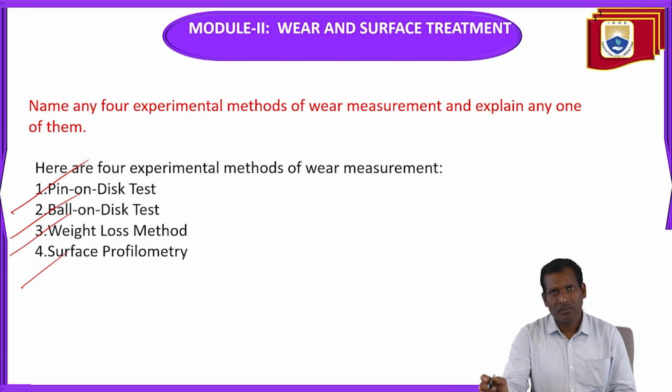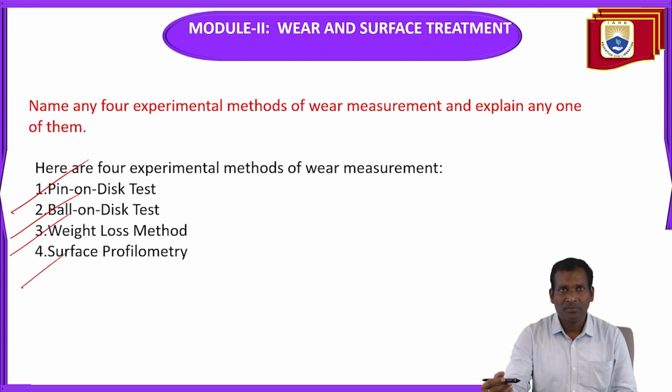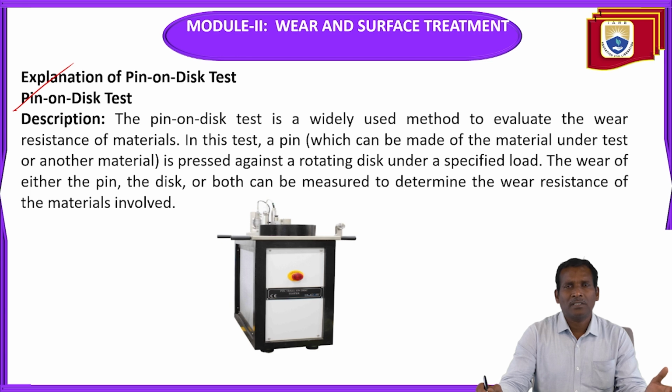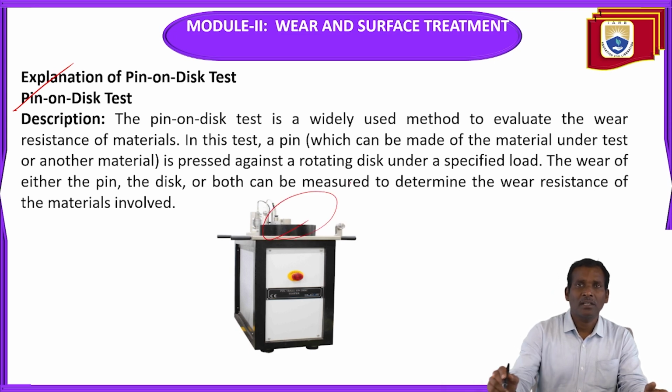But nowadays, the pin on disc test is frequently used in research labs and academic labs. So, explanation of the pin on disc test. The pin on disc test is a widely used method to evaluate the wear resistance of materials. In this test, a pin, which can be made of the material under test or another material, is pressed against a rotating disc under a specified load.